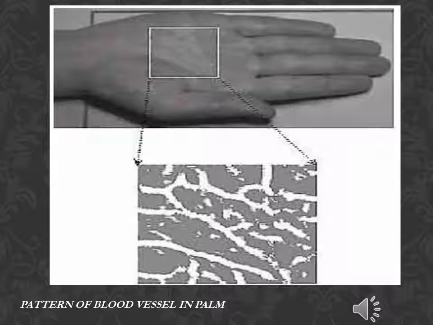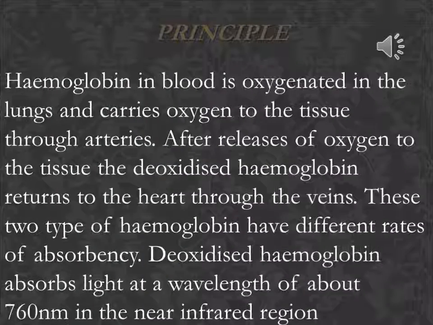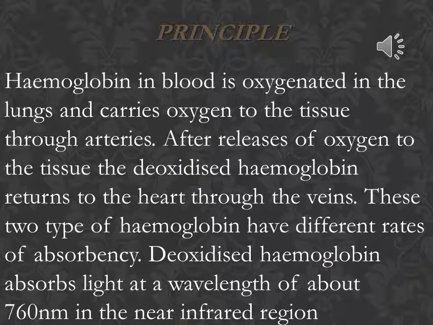Pattern of blood vessels in the palm. Principle: hemoglobin in blood is oxygenated in the lungs and carries oxygen to the tissue through arteries. After releasing oxygen to the tissue, the deoxidized hemoglobin returns to the heart through the veins. These two types of hemoglobin have different rates of absorbency.